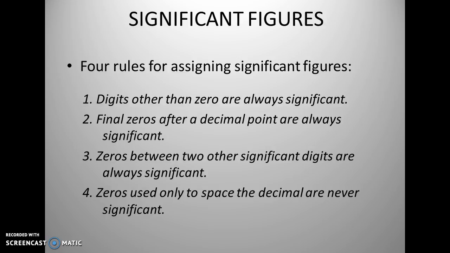Zero is not in and of itself a significant number. It depends on where it's placed. For example, if you look at number 2, the final zeros after a decimal place are always significant. For example, if I have 2.0, that 0 is significant. The zeros between two other significant digits are always significant. 202, that 0 in the middle of the two twos is significant.